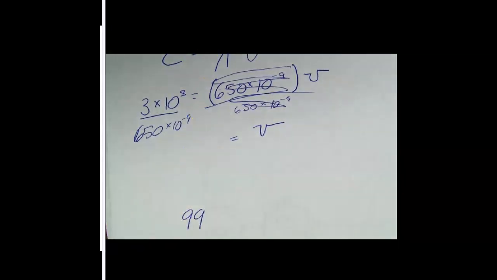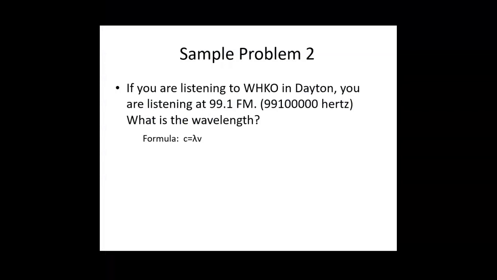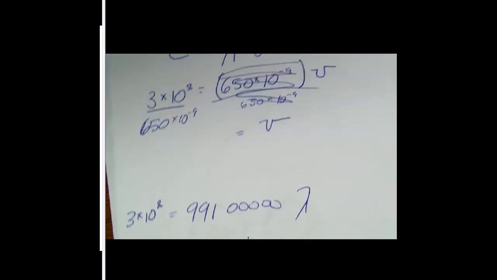99. What was our number? I'm going to go back here real quick to write it down. 99, 1 with 5 zeros: 1, 2, 3, 4, 5. Okay. And that's equal to the speed of light times the wavelength. So that's what it looks like set up.